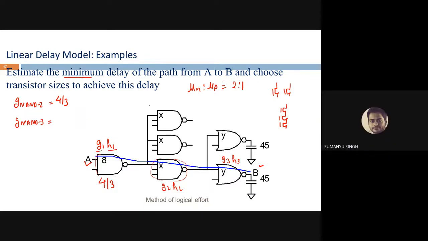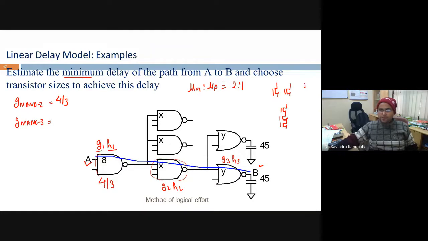5 by 3. I can see only a few of you are answering. What about the others? In order to make it like 1, you need to keep it 3, 3, 3. And these transistors are supposed to be how much? 2, 2, 2. So 5C here, 3C here. So this is 5 by 3.